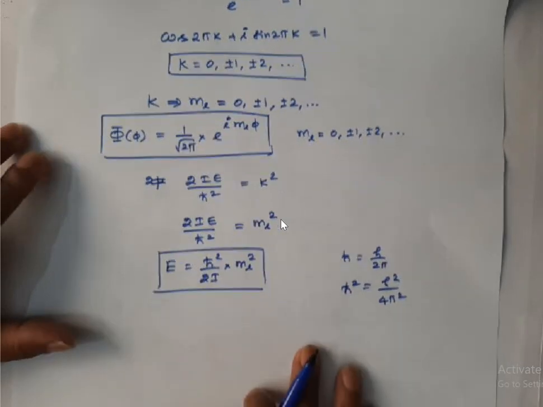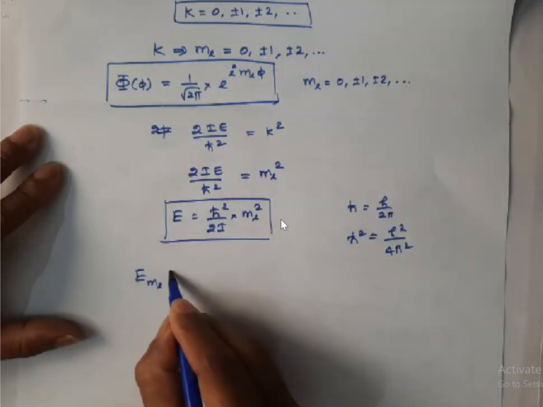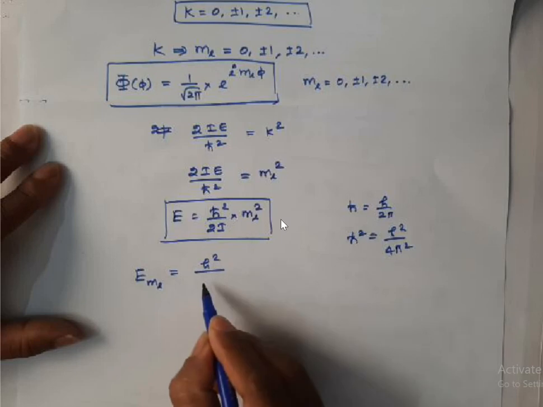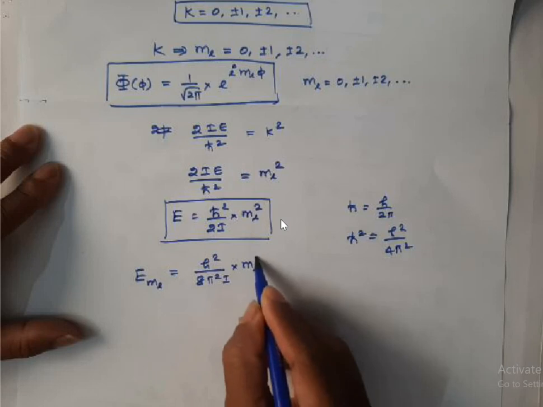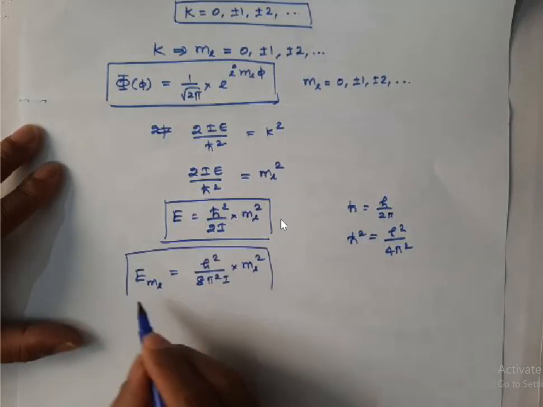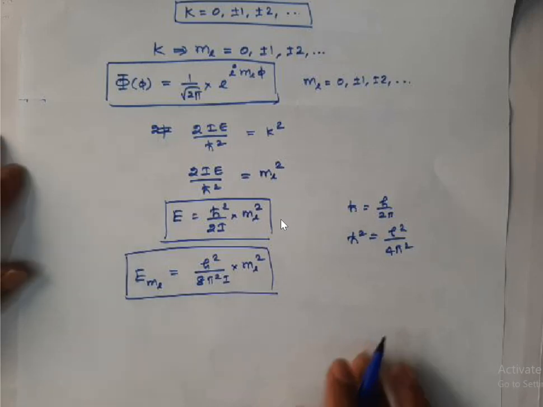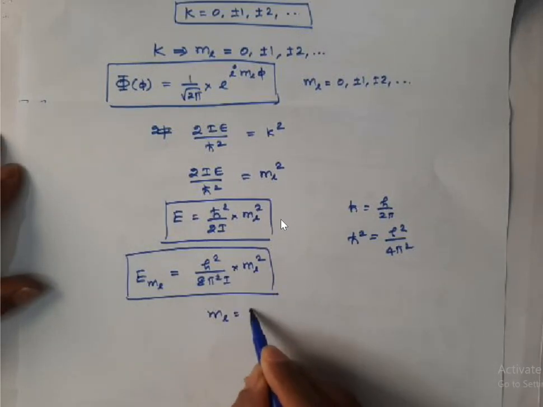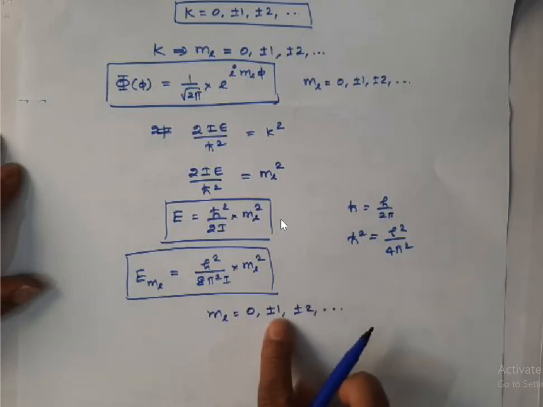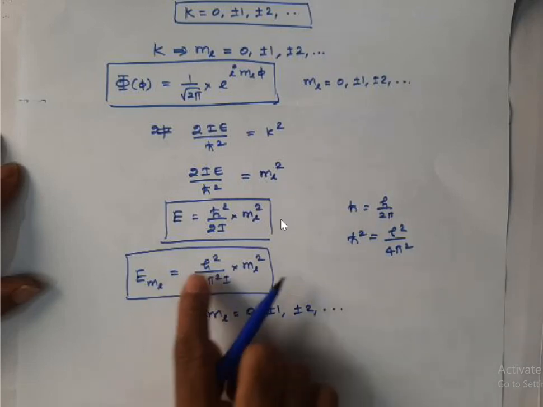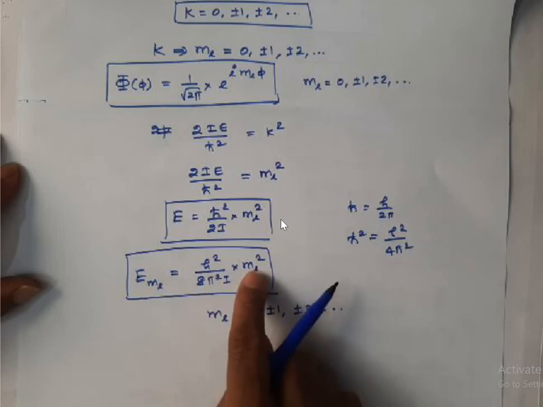If I substitute this here, I will get energy which depends only on the quantum number ml, equal to h square by 4 into 2, 8, so 8 pi square I into ml square. Okay, so this is the expression for energy for a particle moving on a ring. Here ml takes only these allowed values, 0, plus or minus 1, plus or minus 2, etc. Since ml takes only certain allowed values, energy also, because for a given particle all these things are constant, depends only on the quantum number ml.